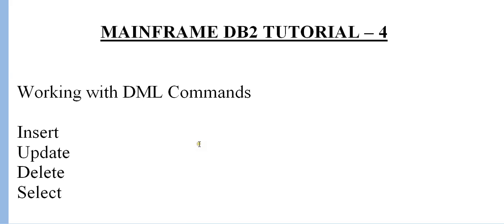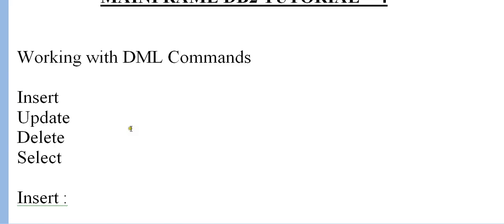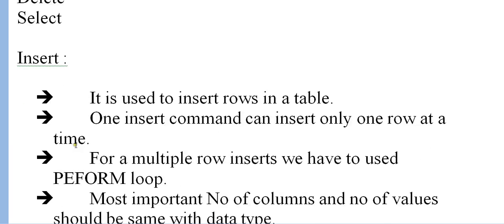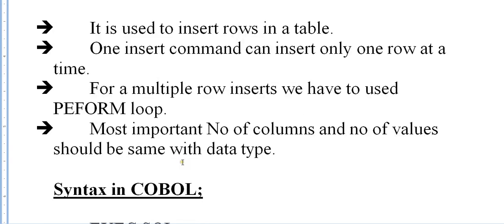The DML commands we will be using are insert, update, delete and select, right? So how do we use these when working in COBOL DB2? Let's know the importance of insert. Insert is used to insert rows in your table, and one insert command can insert only one row at a time. For multiple row inserts, we have to use a perform loop in a COBOL program.